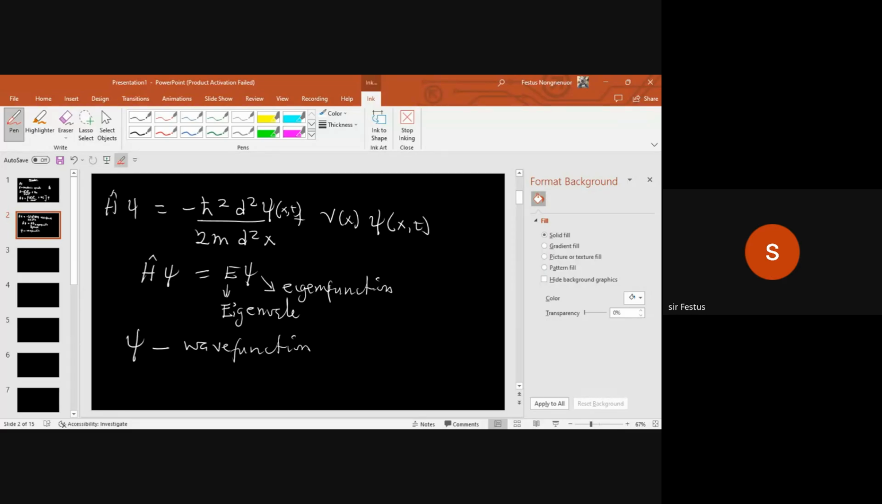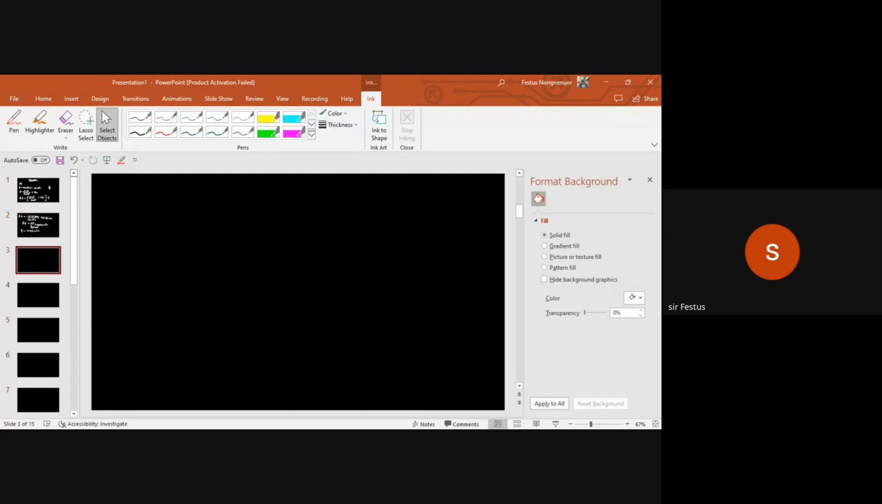So we can also have our kinetic energy operator. Since we know that mechanical energy is equal to kinetic energy plus potential energy, we can write our operator in terms of the kinetic energy. So T is the kinetic energy operator.